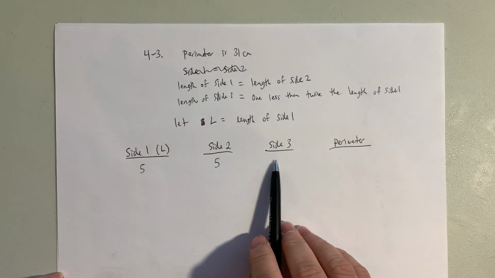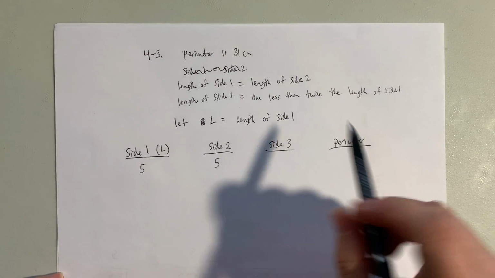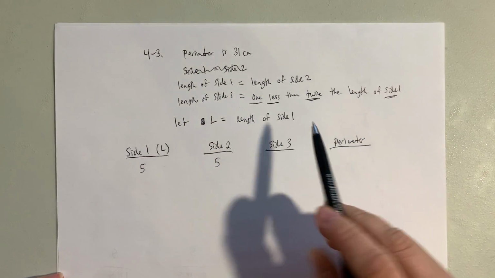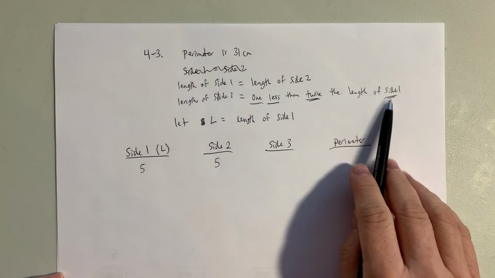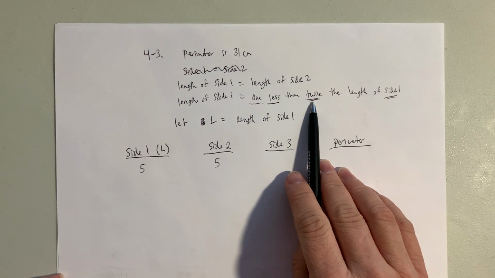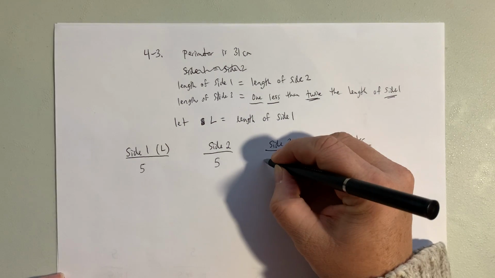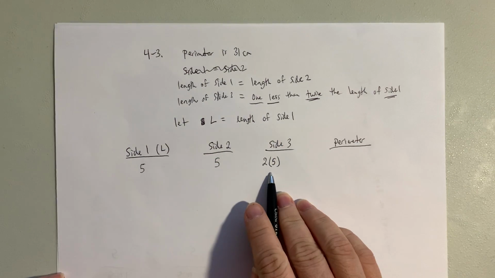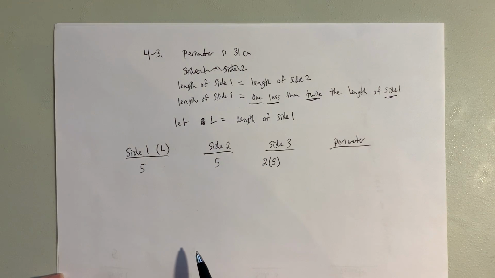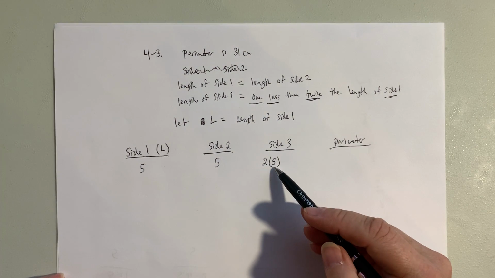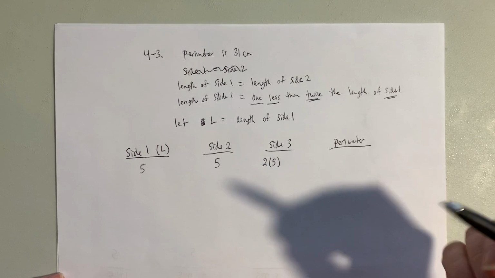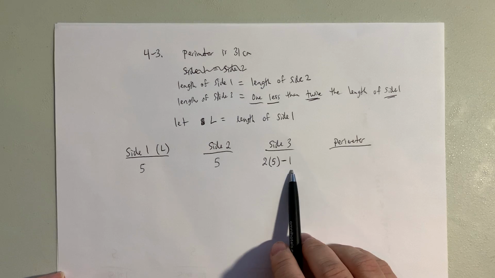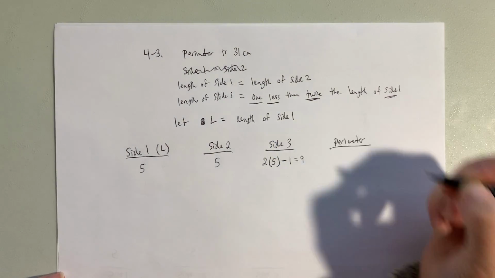So we know that this side is 1 less than twice the length of side 1. That means I have to find out what is twice the length of side 1 first. So I need twice the length of side 1, which we said was 5, and then I need 1 less than that. So twice the length is 2 times 5, which is 10, and what's 1 less than 10? 9. We subtract 1, right? And we get 9, which equals 9 in this case.